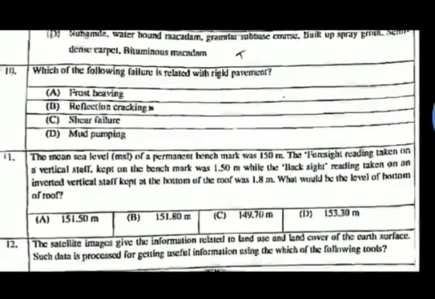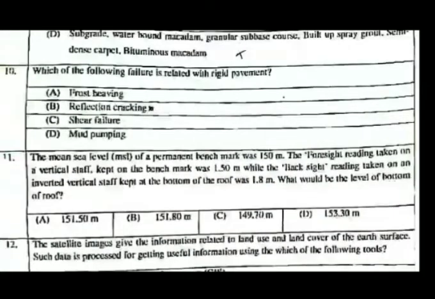Next question is, the mean sea level of a permanent benchmark was 150 meter. The site reading taken on a vertical staff kept on the benchmark was 1.50, while the back site reading taken on an inverted vertical staff kept at the bottom of the roof was 1.85 meter. What would be the level of the bottom of the roof? And the right answer for this question is option D, 153.30 meter.